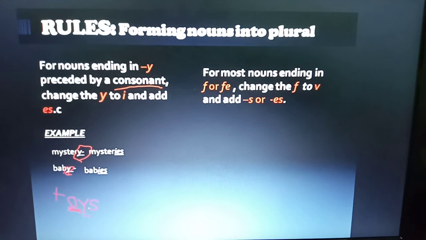Next rule. For most nouns ending in F or FE, change the F to V and add S or ES. For example, half. So, the word half ends with letter F. So, according to the rule, we need to change the F to V, then we add S or ES. So, change the F to V, it became halves. Next is wife, the same thing. Since the word ends with FE, we need to change those letters FE into V, then we add S or ES. That's why from wife, it became wives.